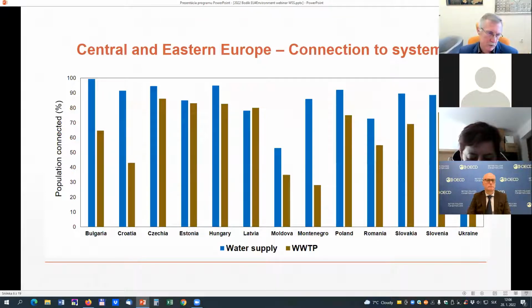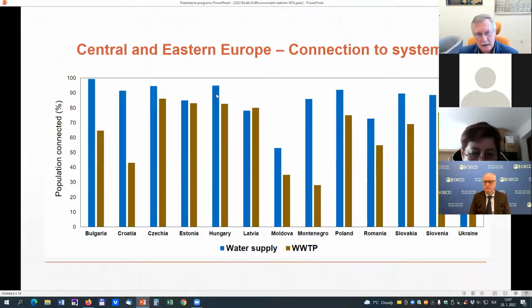If we compare our countries in parameters such as water supply connection or wastewater treatment connection, we can see some differences, from very high connection to water supply, 90, 80%. There are also countries with lower connection to water supply. And generally we can say that the connection of people to sewage and wastewater treatment plants is principally lower in comparison with water supply systems.